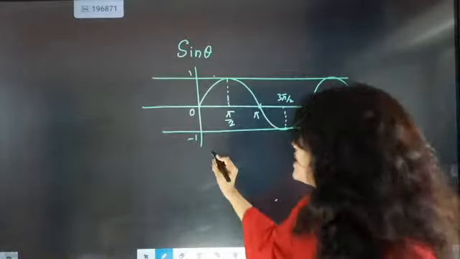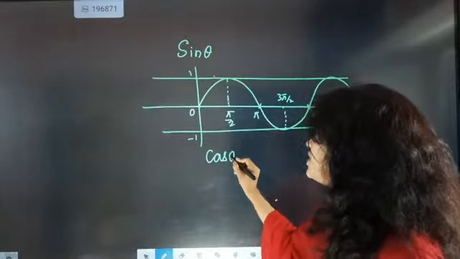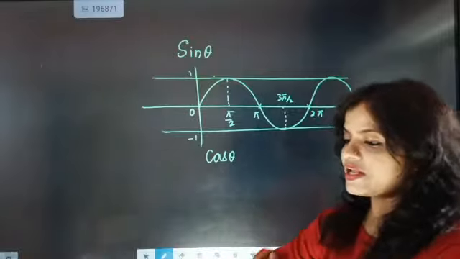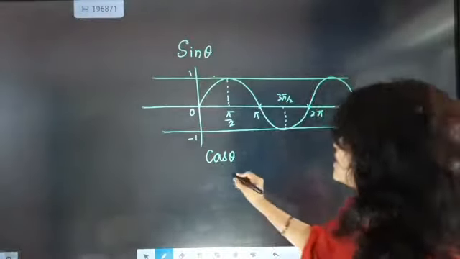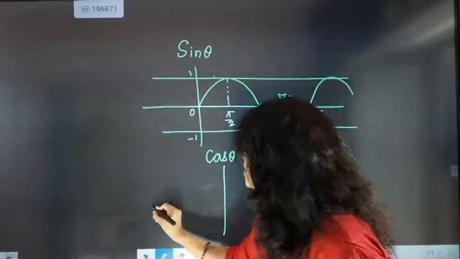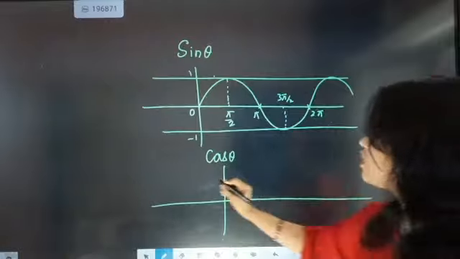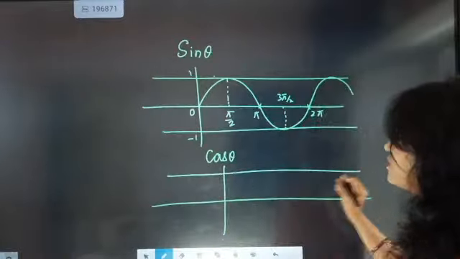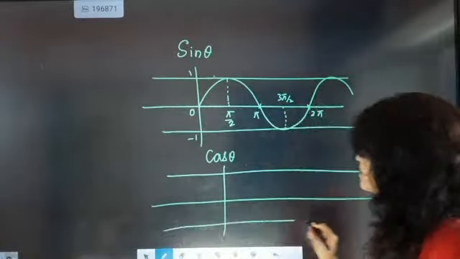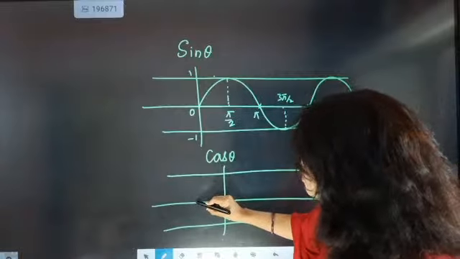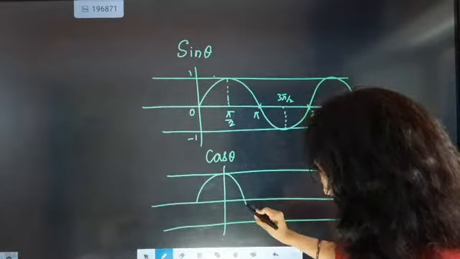So now look here, second graph, if somebody gives you cos theta and tells you about the cos graph, then how to handle the cos graph? Very simply, just draw two lines. Now this line and that line. So now the cos graph will come from like this.